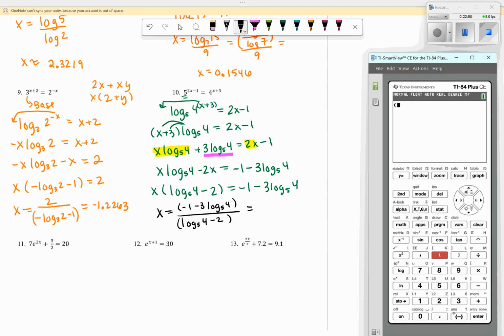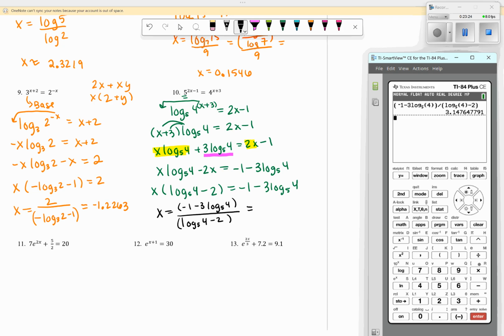So we have -1 minus 3 math log base 5 of 4. Make sure to close those parentheses for the numerator. And we're going to divide that by the math log base 5 of 4 minus 2. And make sure to close all those parentheses, enter.